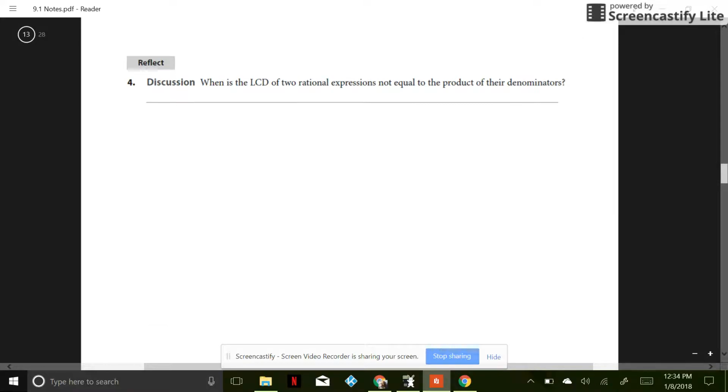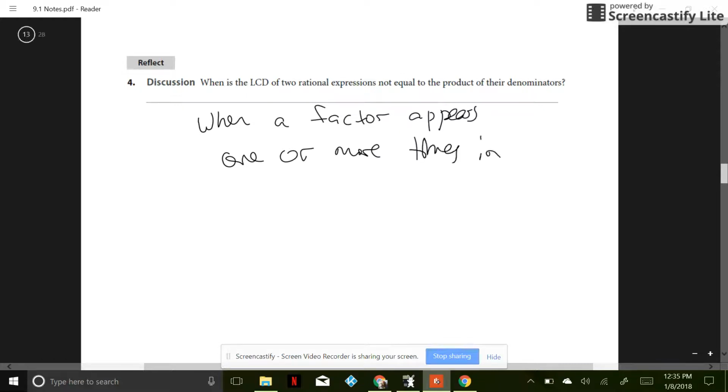So when is the LCD of two rational expressions not equal to the product? If a factor appears one or more times in each denominator.